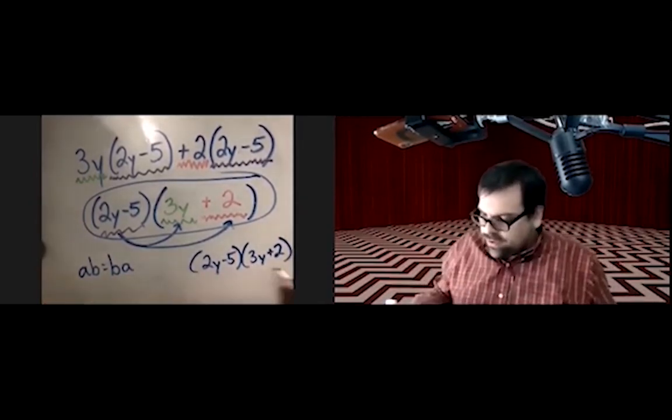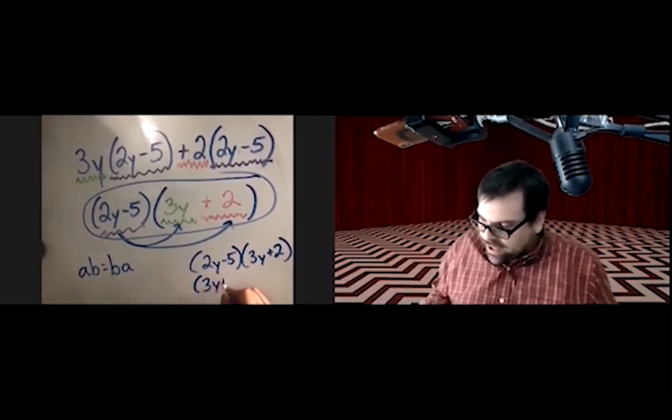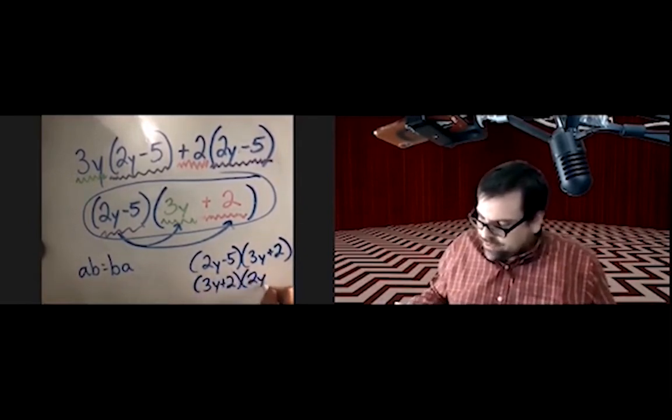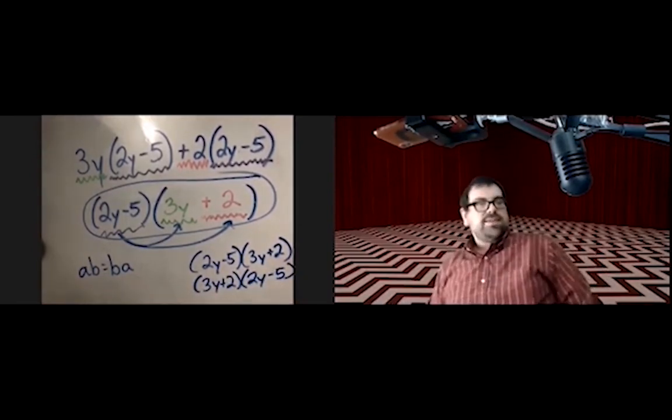So we can switch the order. This could also be written as 3y plus 2 times 2y minus 5. These both mean the same thing.